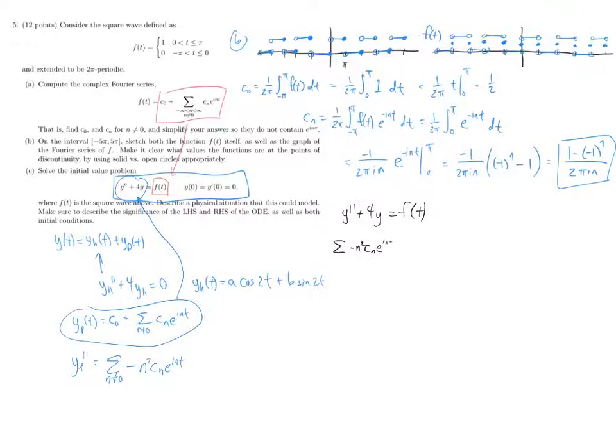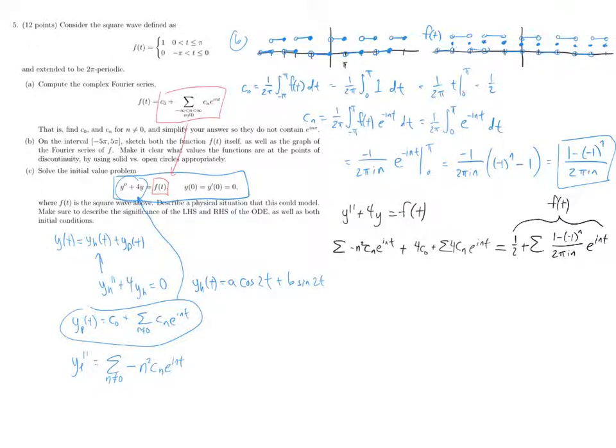e to the i n t. 4y is, again, this is our particular solution we're plugging back in. So 4 of these: 4 c naught plus 4 cn e to the i n t equals f of t, which is this up here. So that equals 1/2 plus 1 minus negative 1 to the n over 2 pi i n e to the i n t. Again, this is f of t, our answer to part A.